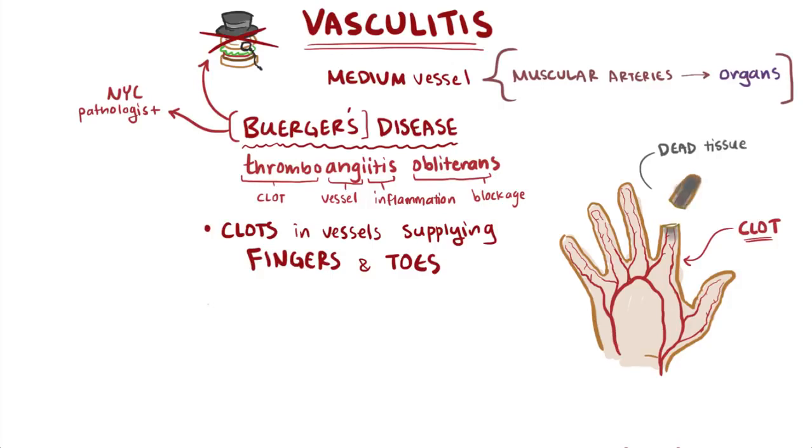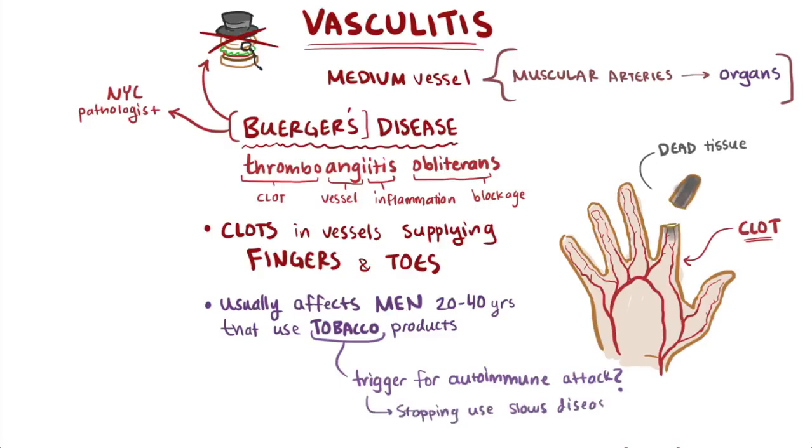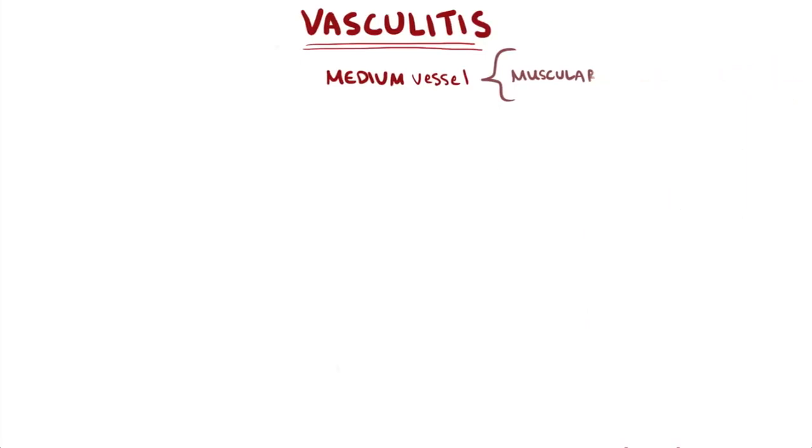Not fun. Berger's disease typically affects men between the ages of 20 and 40 years old, and the biggest risk factor for vasculitis is the use of tobacco products. In fact, it's thought that tobacco might be the trigger for the autoimmune response against the blood vessels. Stopping the use of tobacco actually slows down, but doesn't necessarily stop, the disease and need for amputations in most patients. Okay, on to small vessel vasculitis.